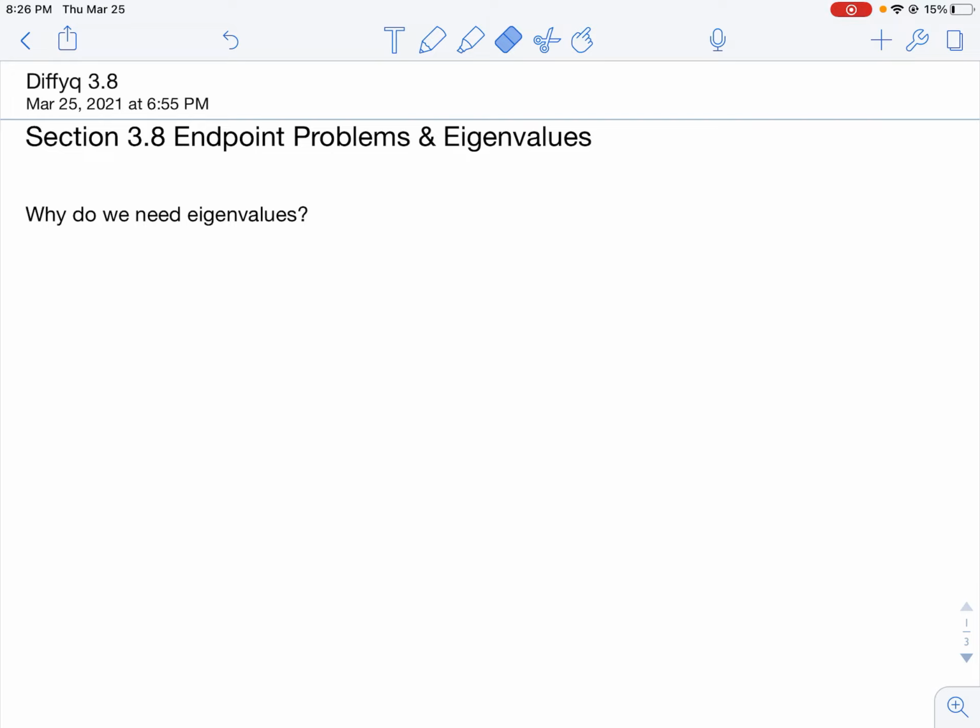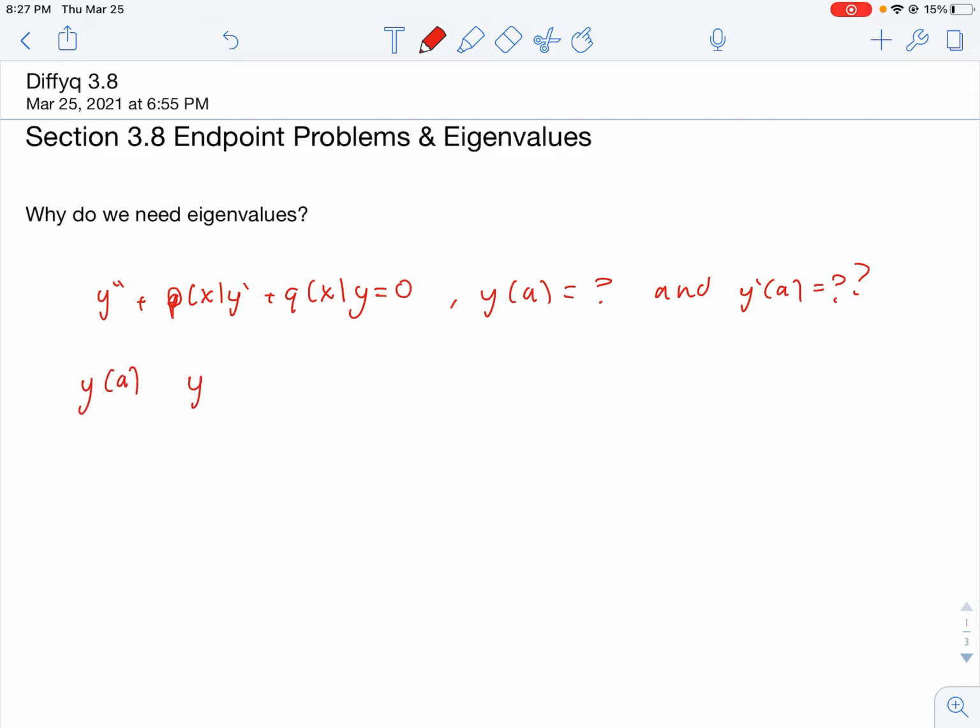By now, I would say we have seen a fair bit of this y double prime plus p of x y prime plus q of x y is equal to 0 equation. And we've been fairly exposed to initial value problems that have y of a equal and y prime of a equal to some value, usually 0, but not always. So we question what happens if our initial values are some points y of a and y of b that are equal to the same value, but a is not equal to b, which will be introduced in this section.